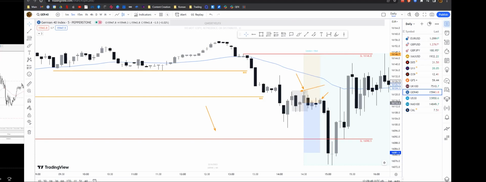But because it left a significant wick like this, it's not going to work out because this could be seen as a rejection of this previous, let me draw up the box, previous support, now turning resistance.